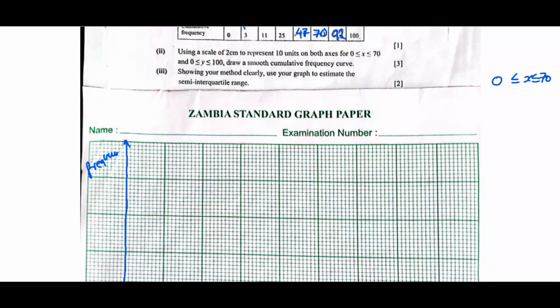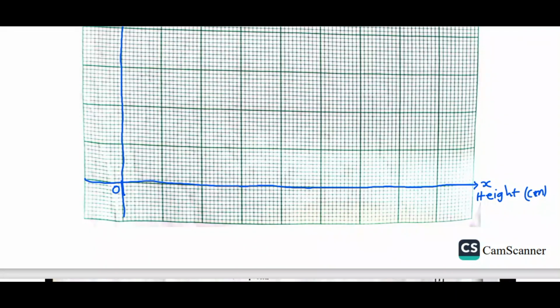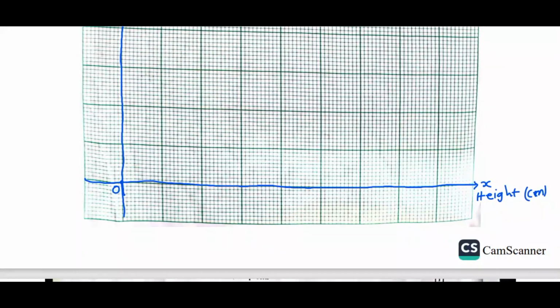Now let's first begin. The first point that we are going to plot is 0,0, and we know 0,0 is just the origin here. This is where our 0,0 is. Then the next point is 10,3. Oh, I forgot to put the numbers.